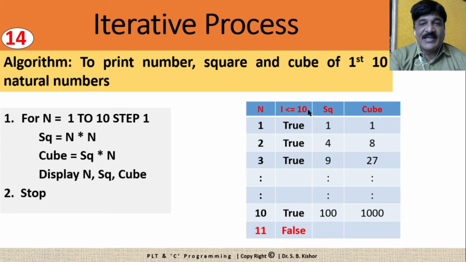And so on. Finally the value of n becomes 10. 10 is less than 10? No, but it is equal. The condition is still true. So the square of 10 is 100 and the cube of 10 is 1000. And finally the value of n becomes 11. 11 is less than 10? No, the condition is false. So control will be transferred to the stop statement.